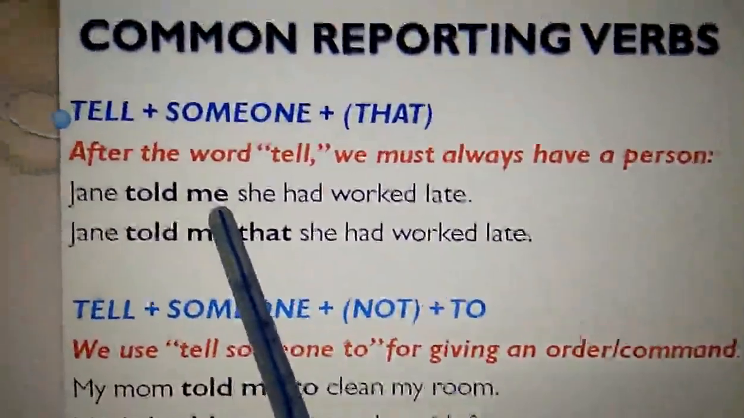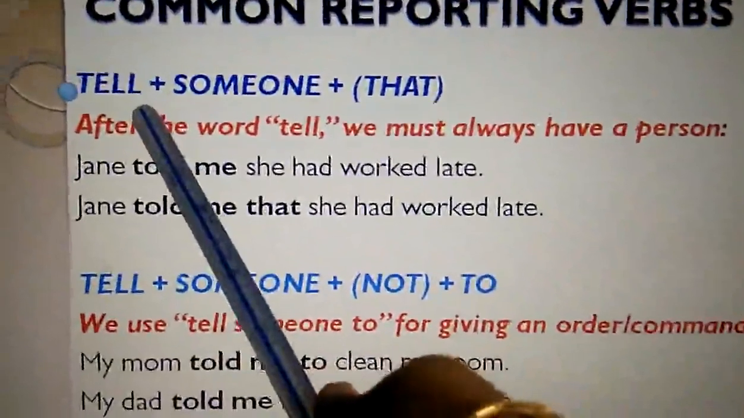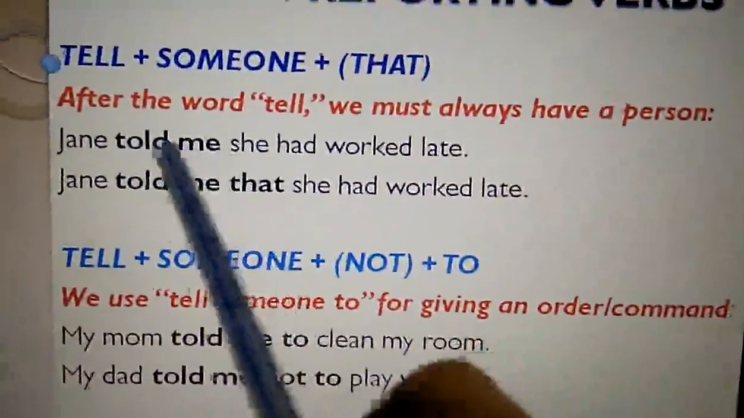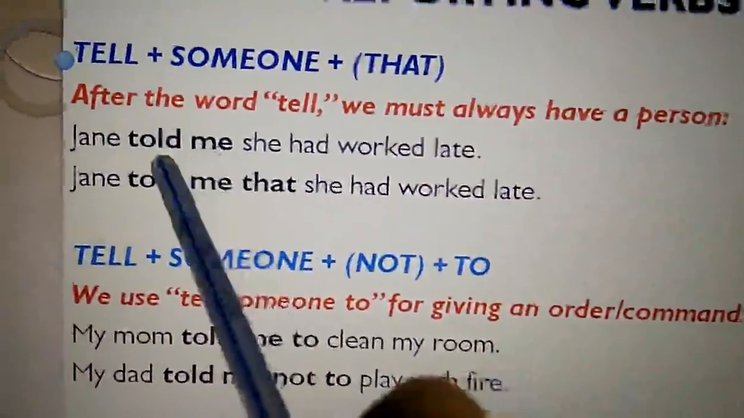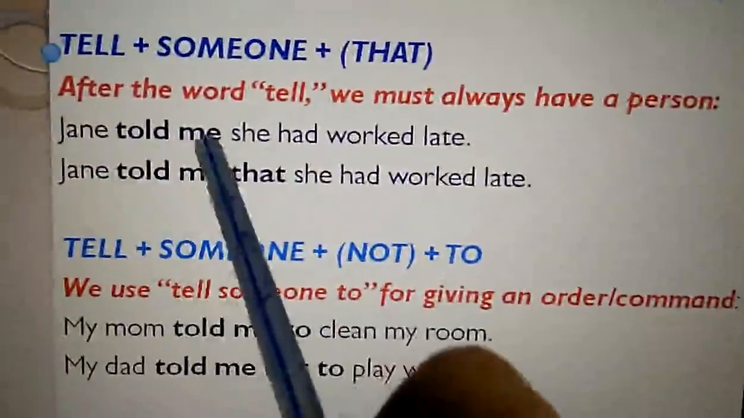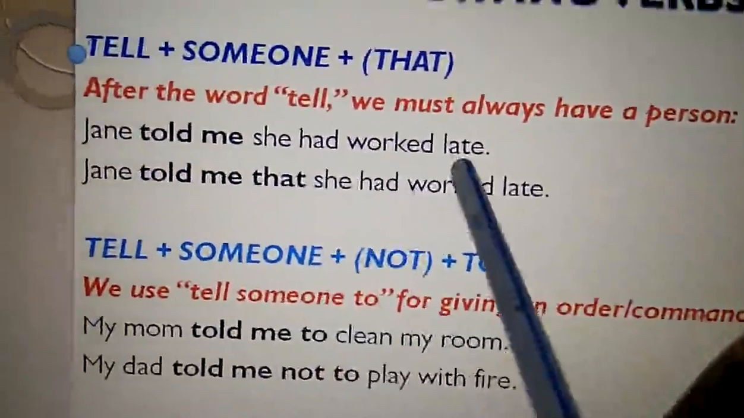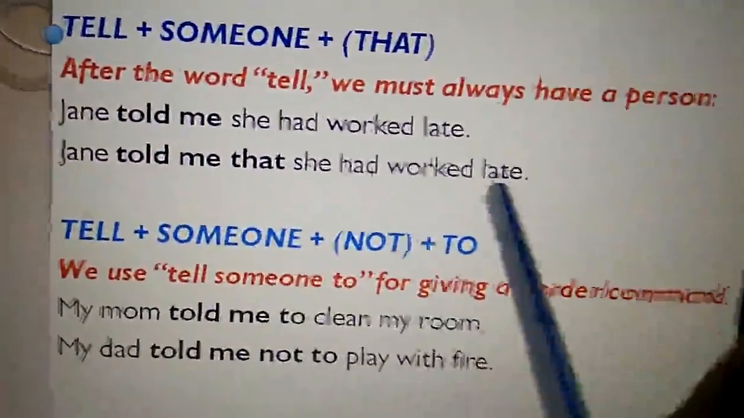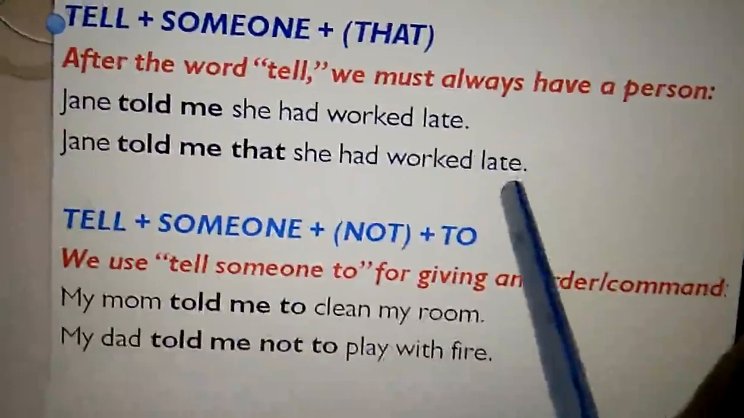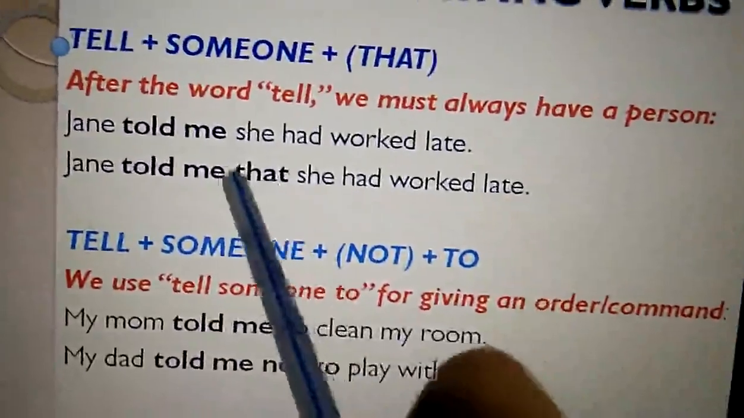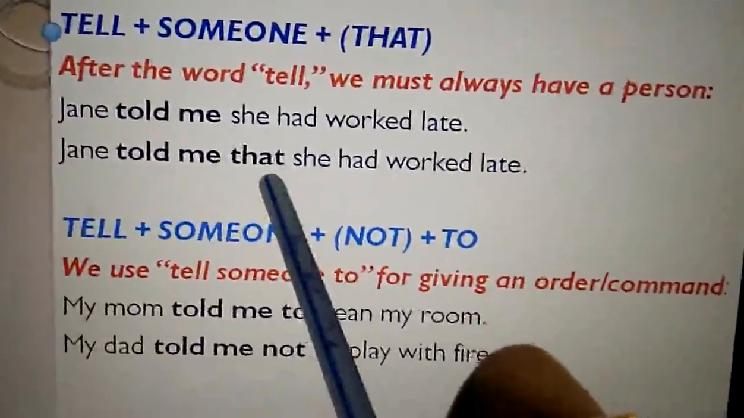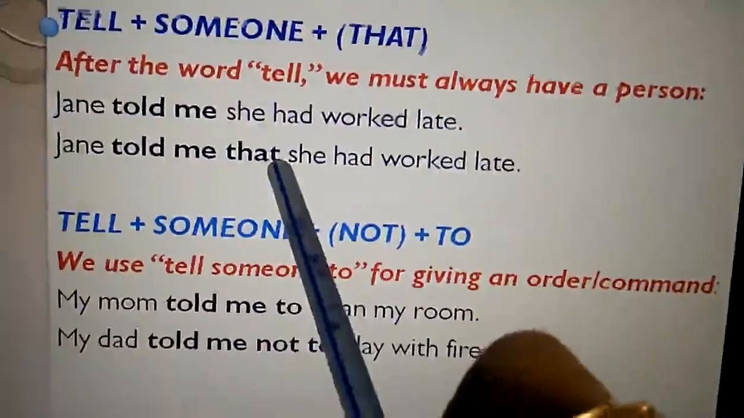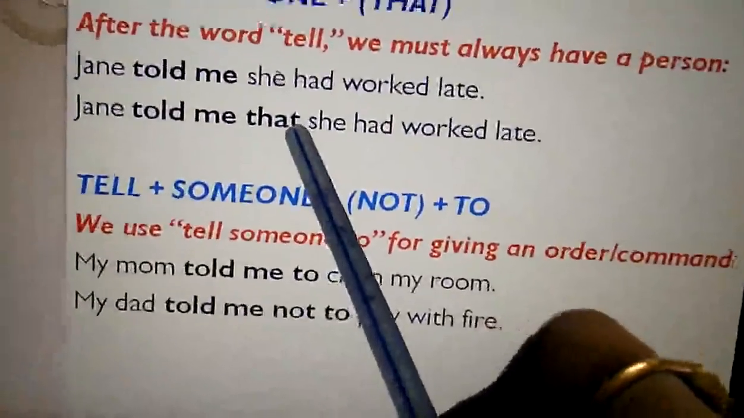That means when you use tell as a reporting verb, you have to add a person immediately after the word tell. Jane told me she had worked late. Jane told me that she had worked late. Both the sentences are correct. But the difference is the use of this word that. And that is an optional one. So whether you use it or not, it doesn't make any difference.